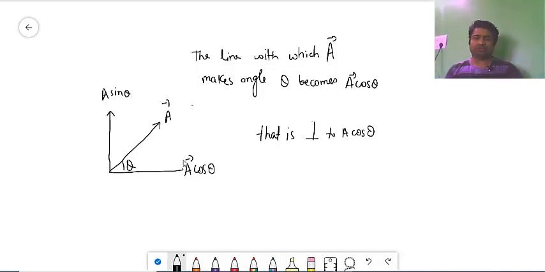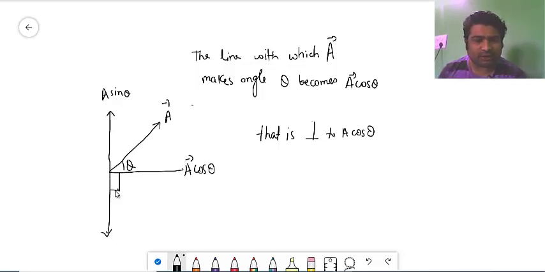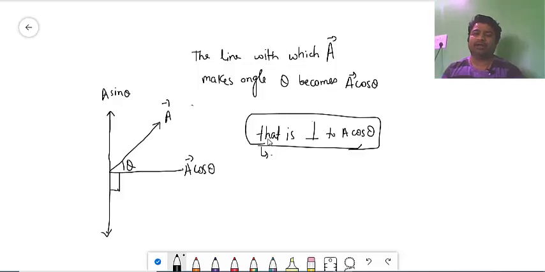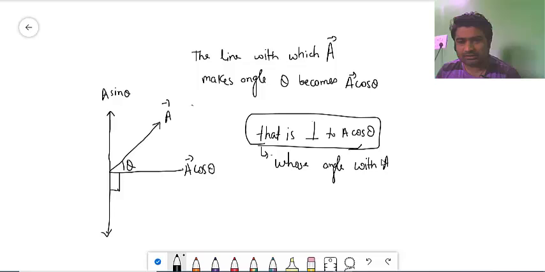Now you must ask one question, sir, why are you taking only this line? This is also perpendicular to A cos theta. Why are you not taking this one? Why have you taken that one? Then comes the second point. This is the major point, and there is one sub point inside this. And that sub point is, you have to take that perpendicular whose angle with A is an acute angle.